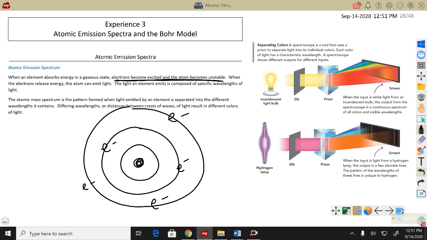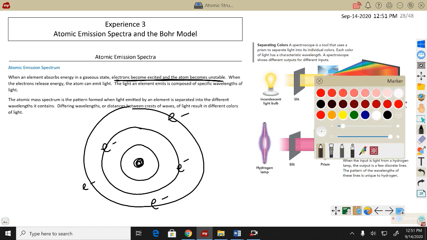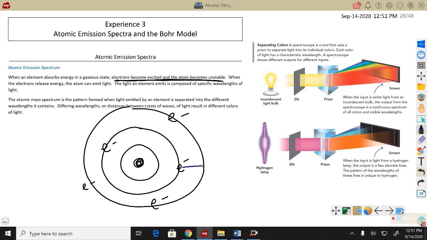I don't even know what this atom is. I guess it's got 1, 2, 3, 4, 5 electrons. Maybe it's some kind of gaseous boron if it had 5 protons. If I continue to add energy, the electrons become excited. And that just means that the electrons jump to a higher energy level.